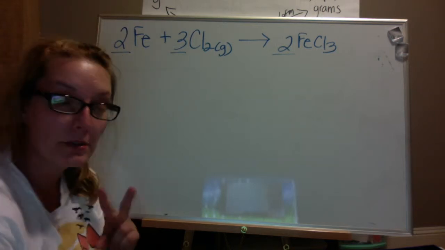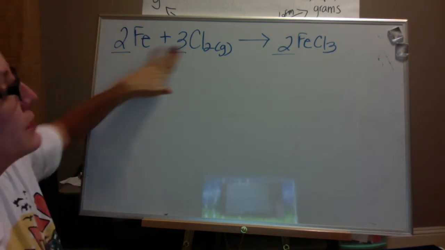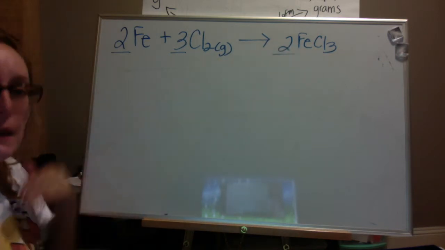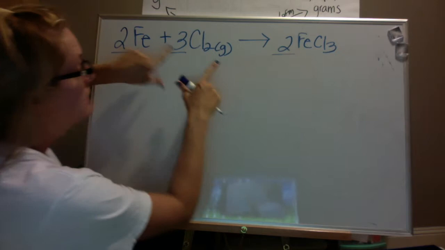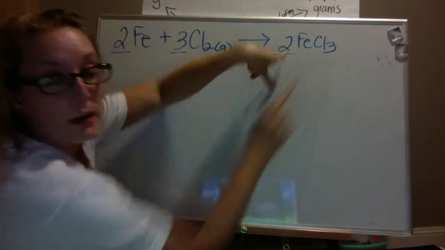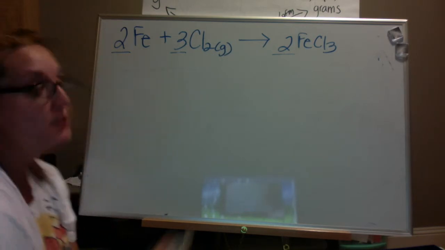Okay guys, this is number 2 from your stoichiometry practice test. It gives you this information in the problem, but I went ahead and wrote out the equation for you, and then I went back and made sure it was balanced. I have 2 Fe's, 2 Fe's, 6 chlorines, and 6 chlorines.